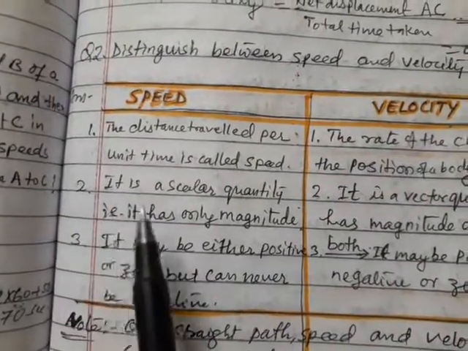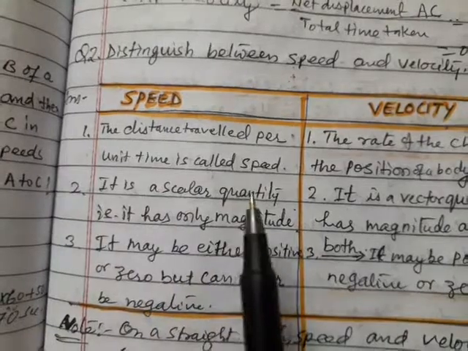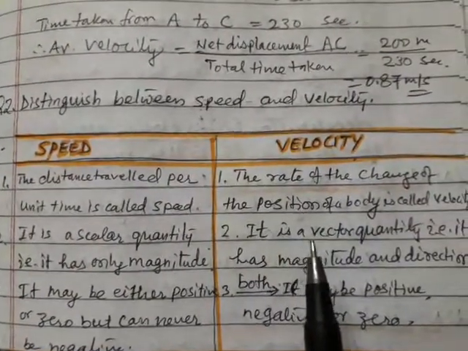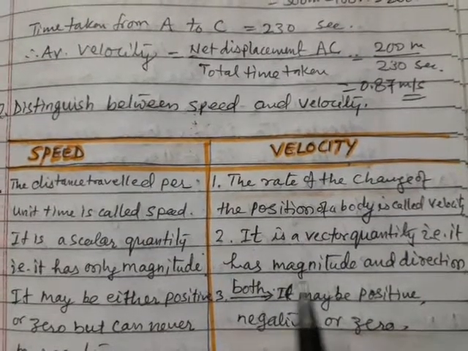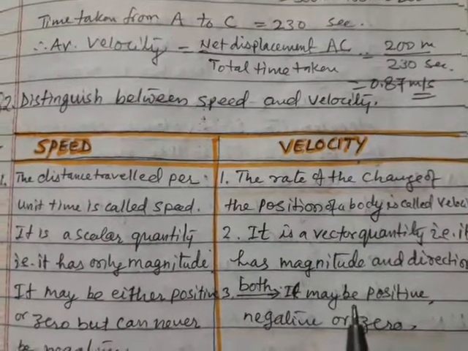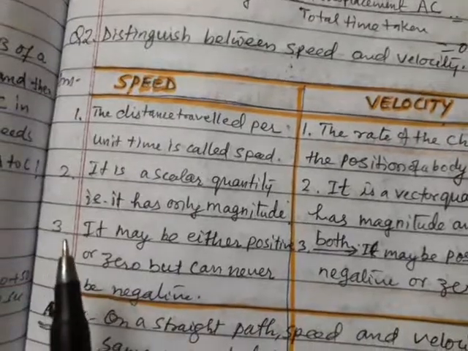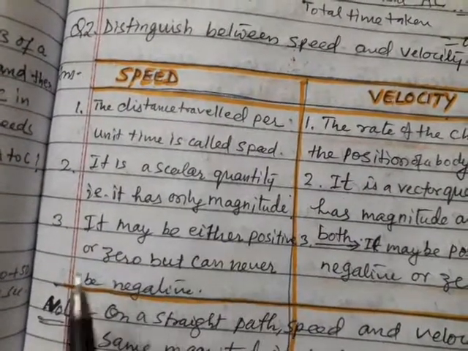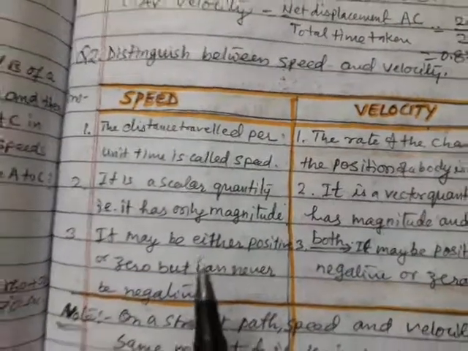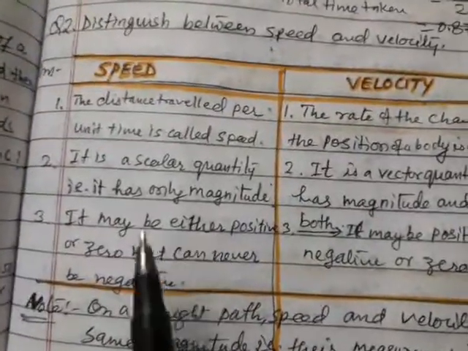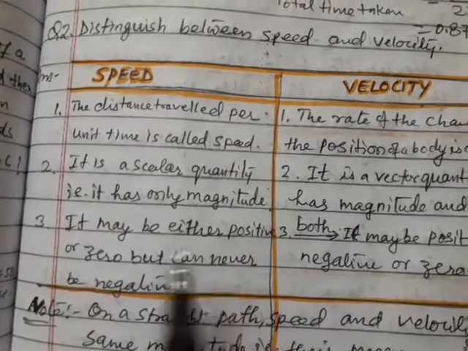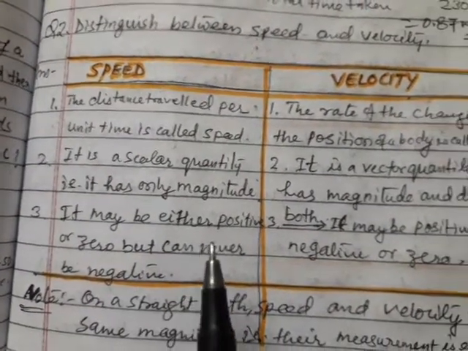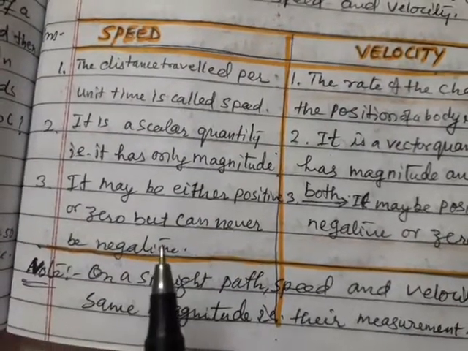Second point is, speed is a scalar quantity, that is it has only magnitude, but velocity is a vector quantity, that is it has magnitude as well as direction both. Next is, the speed of a body is either positive or zero. If the body is in motion, then its speed is positive, but if the body is not in motion, then its speed is zero, but it can never be negative.